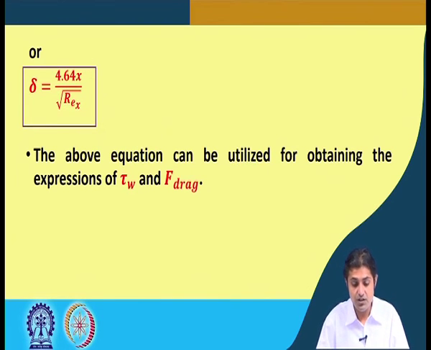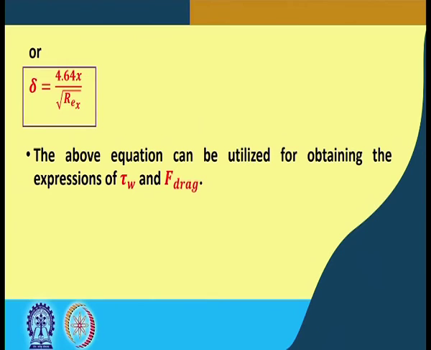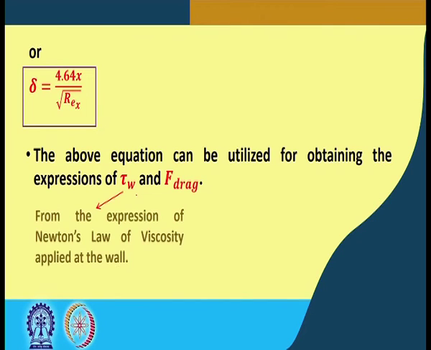So, the above equation can be utilized for obtaining expressions for tau w and F drag, because we get the boundary layer thickness. From the expression of Newton's law of viscosity we can obtain tau w, and for F drag we can simply integrate tau w from 0 to L over the entire plate. So, this is the way that it is done. All right.